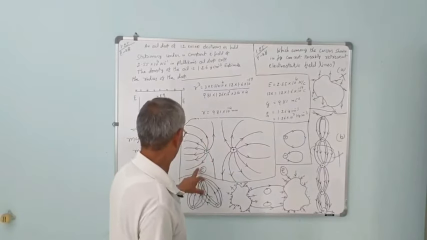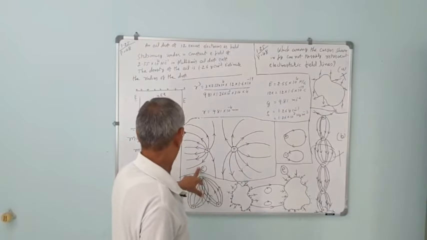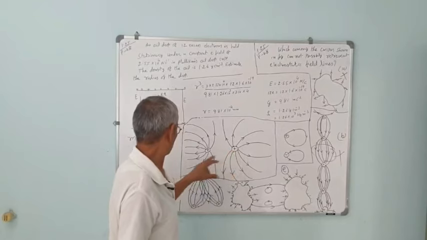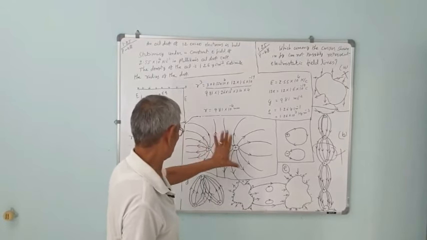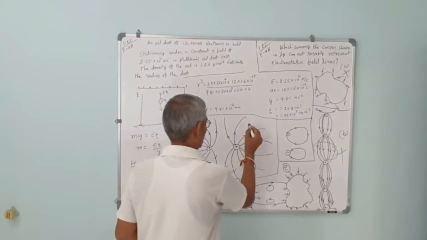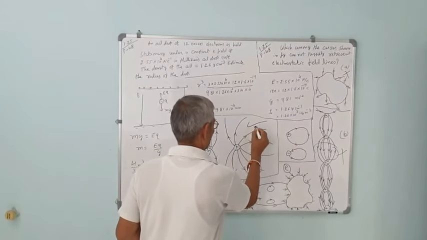Now third, C. Both the positive charges, the lines are emerging out of the charged body. That is, this is the correct figure. This one is the correct one.